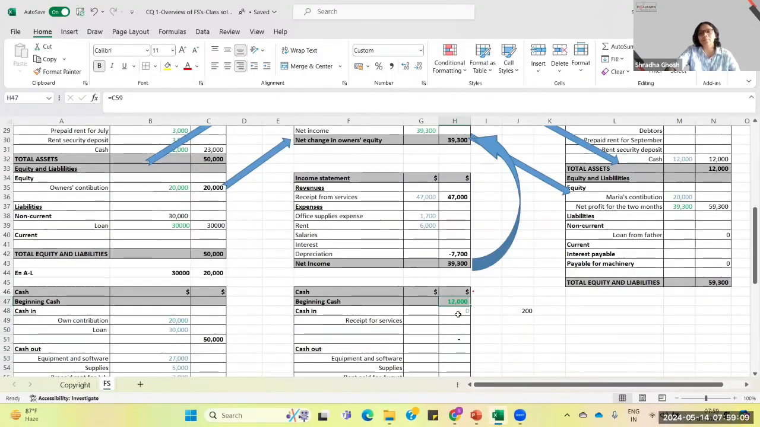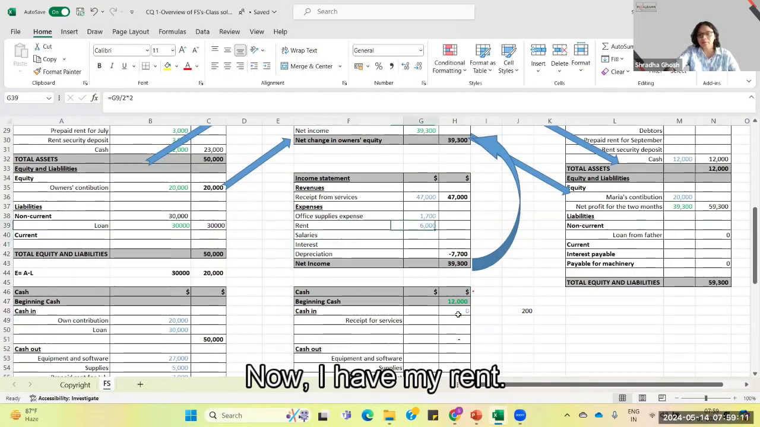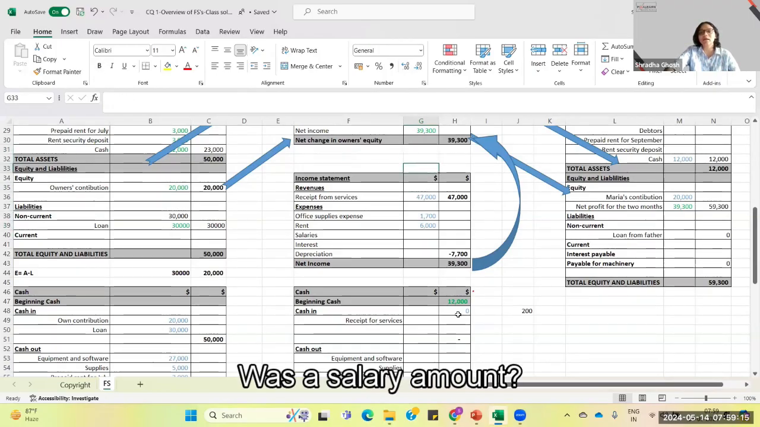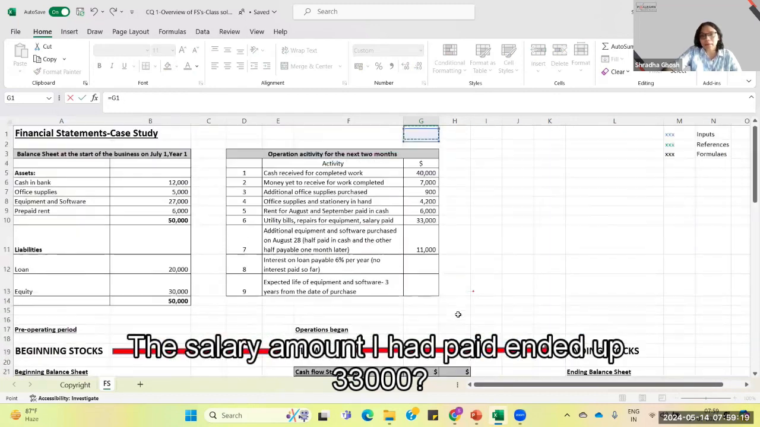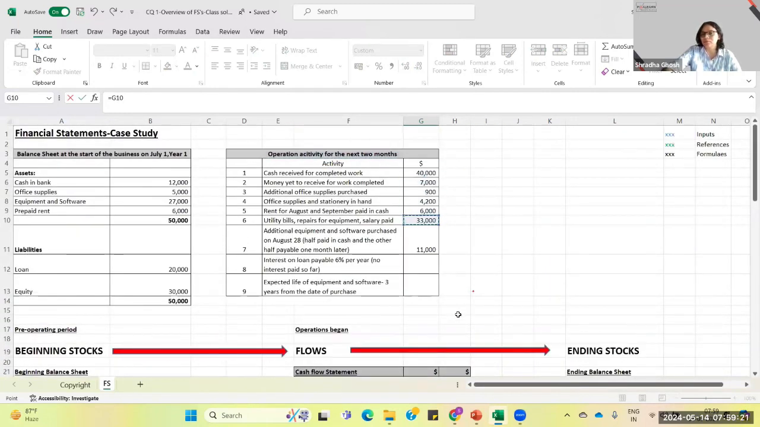So you say, okay, now I have my rent that was 6,000. Is this clear? Salaries. How much was the salary amount? The salary amount I had paid ended up 33,000. Right?